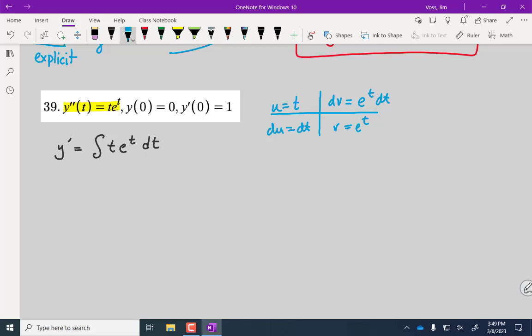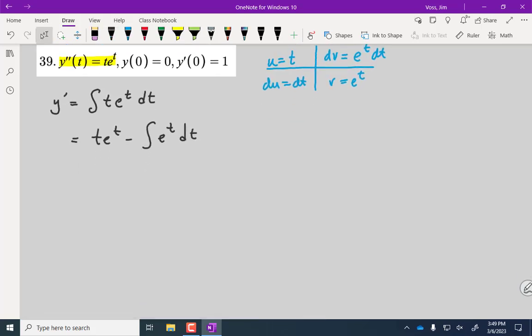And then we will have uv, which is t e to the t, minus the integral of v du, plus 2t. So that's our first integration by parts. This integral can then be done instantaneously. So that is y prime. So y prime has a constant of integration in it.